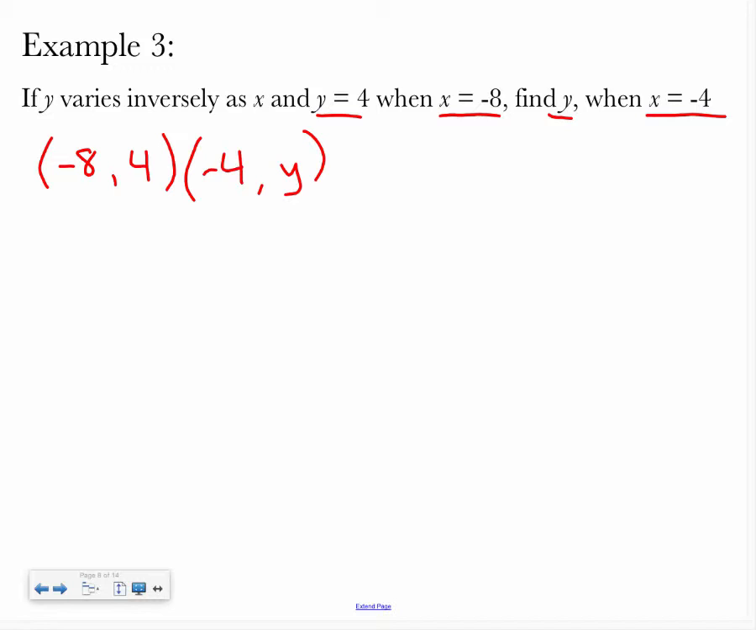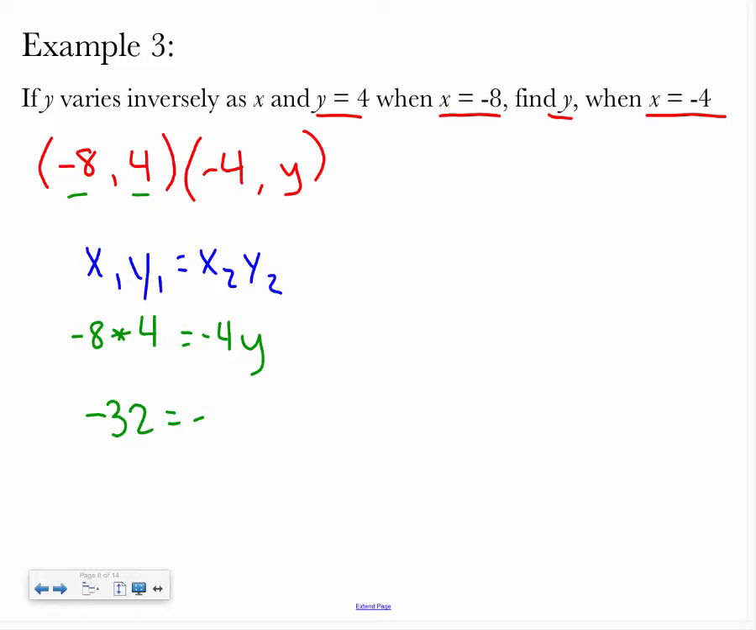We know from our product rule that x1 y1 equals x2 y2. So if I plug in this information, my x1, I have a -8. My y1, I have a 4. So -8 times 4 should equal, and then our x2, -4 times y. Back on the left-hand side of my equation, I have -8 times 4, that's -32, equals -4y. To get y by itself, I divide both sides by -4, and I'm left with 8 equals y as my answer. So I found y to equal 8.